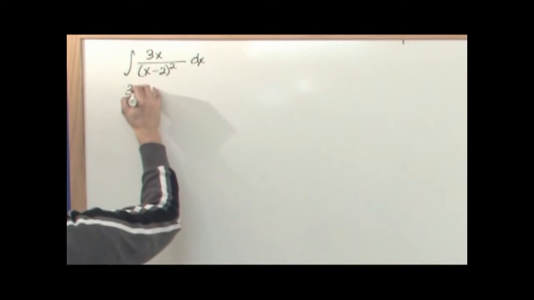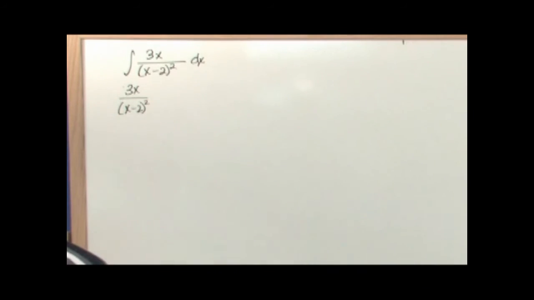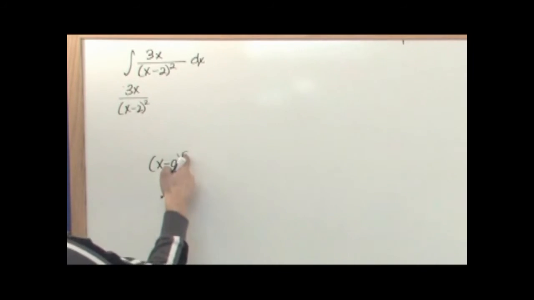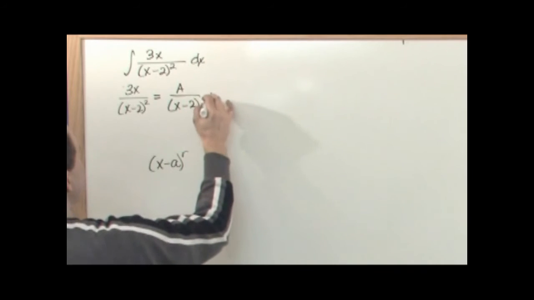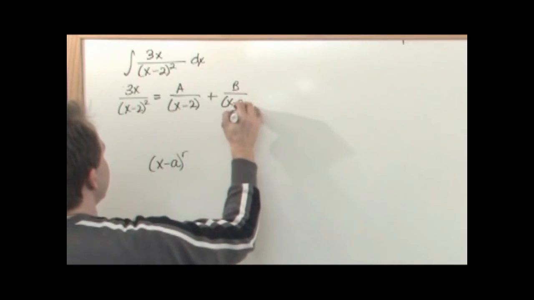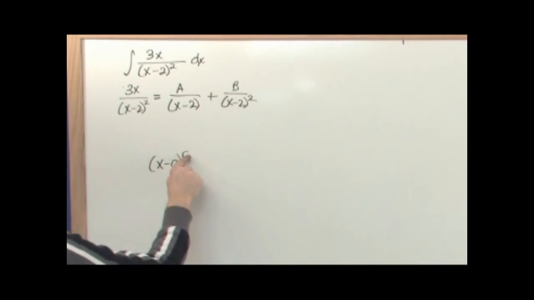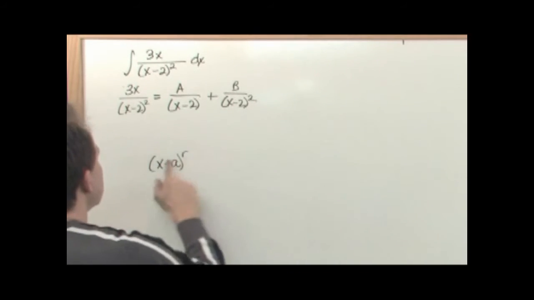So you want to expand 3x over x minus 2 squared. There's nothing really to factor here because it's already done, but notice that this is of the form x minus a to the r, where r is 2 in this case. So when you do this, you're going to have a constant over x minus 2, but you're going to have another constant over x minus 2 squared. That's what I was trying to say before in the very first part when I was introducing the whole partial fractions thing. If you have a factor with a power here, you have to have a term in the partial fractions expansion to cover every power leading up to what you had.